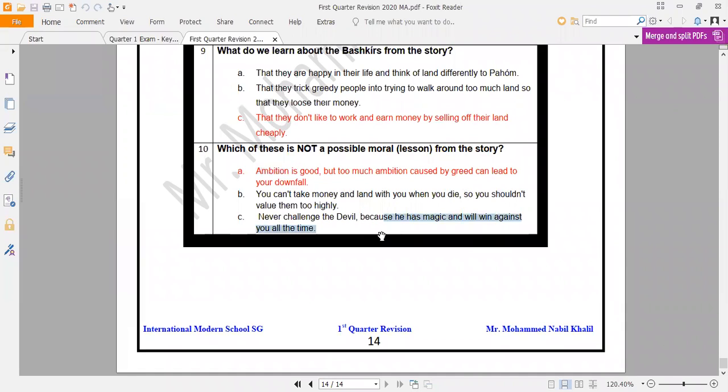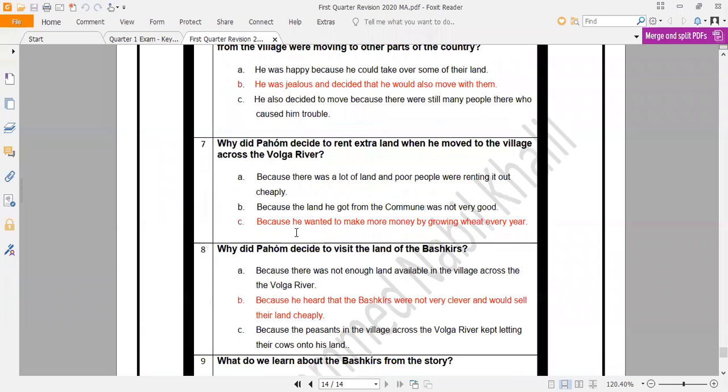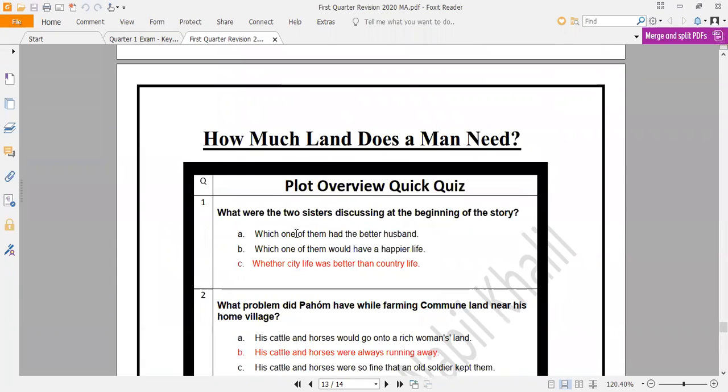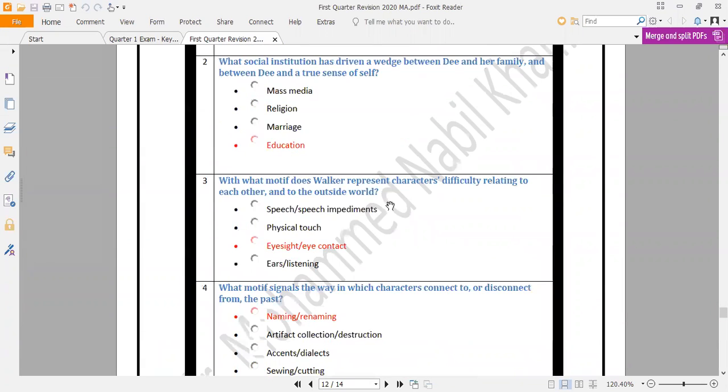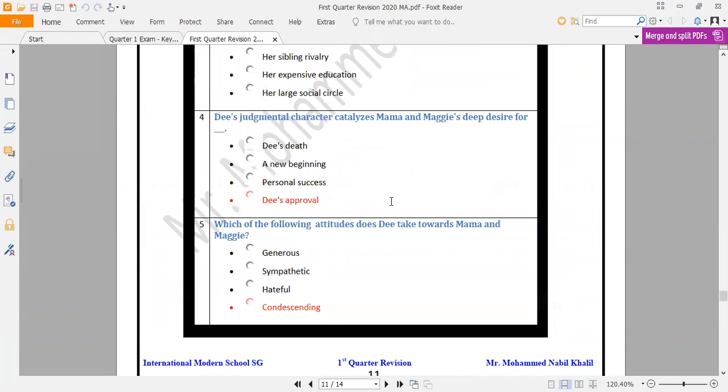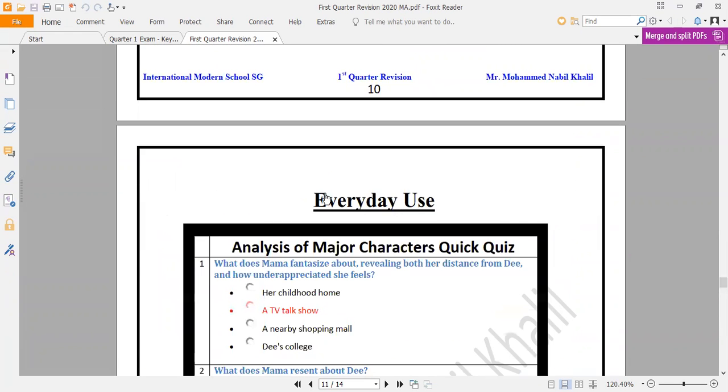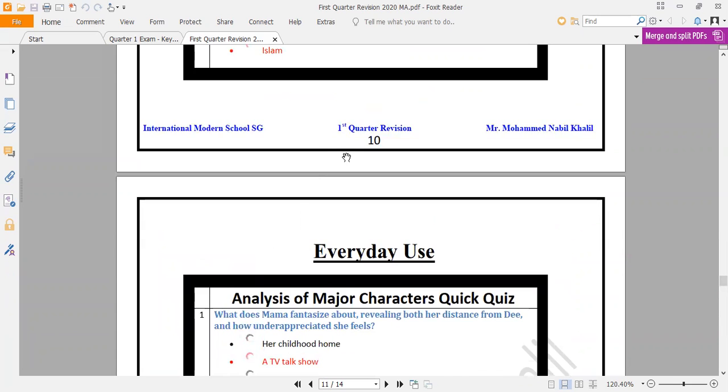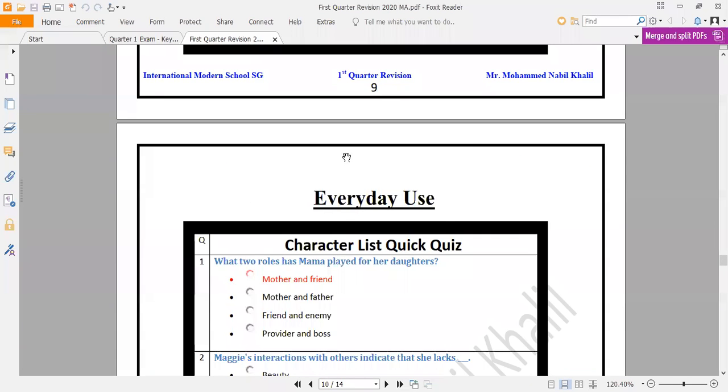So I'd like to revise with you how your exam will be. As I said, in the literature section, you'll have 2 or 3 questions from How Much Land Does a Man Need, from these 20 questions or 10 questions, all right? And also you're gonna have 2 or 3 questions from Everyday Use, these actual questions, all right?